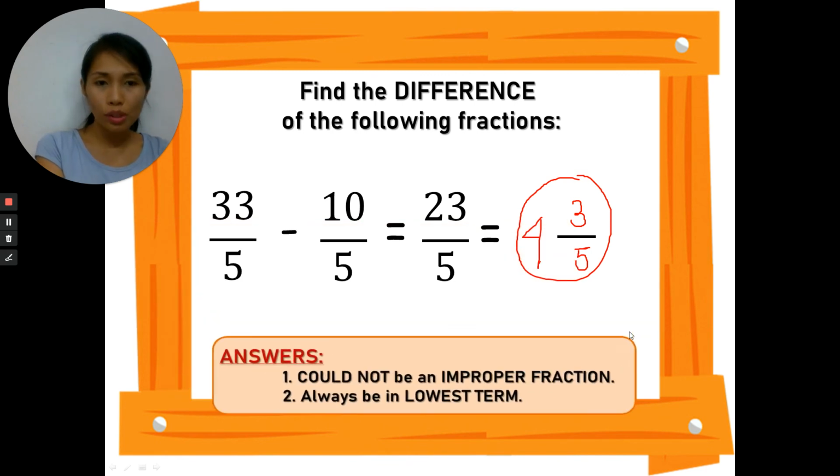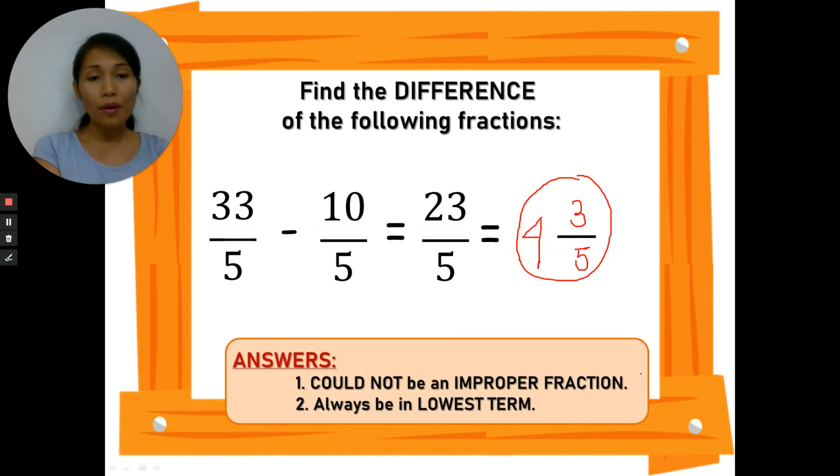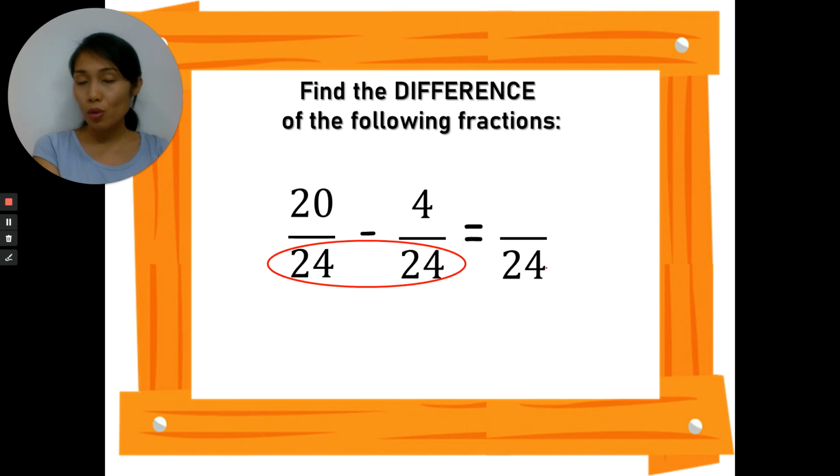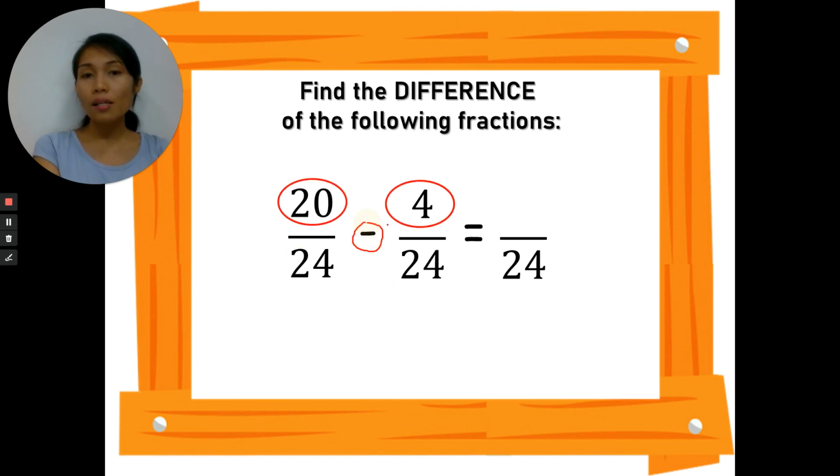Then that's our final answer. Let's check it one more time. Is it an improper fraction? No, it's not an improper fraction because it's already a mixed number. Is it in lowest term? 3/5 is in lowest term. Correct. So that's our final answer. Okay, let's try another one. Denominator is 24, so we'll copy 24. Now 20 minus 4 is 16.